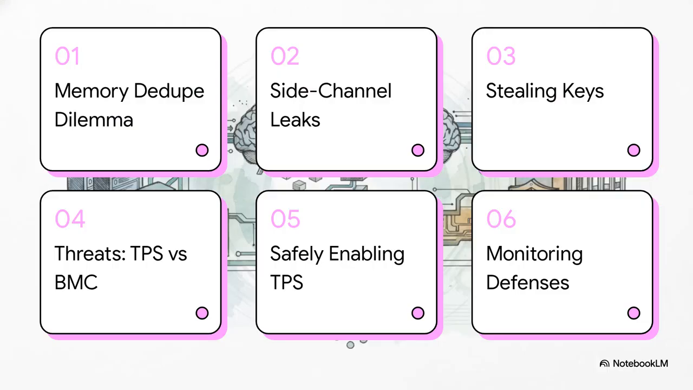Here is our roadmap for this explainer. We'll start with the memory deduplication dilemma, then uncover side-channel memory leaks, and look at how attackers can actually steal keys. After that, we'll assess TPS threats against BMC vulnerabilities, go over how to safely enable sharing, and wrap up with monitoring logs and access.